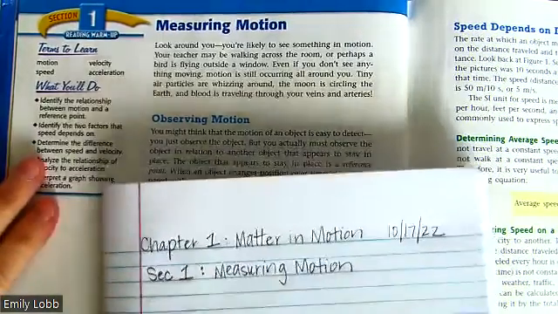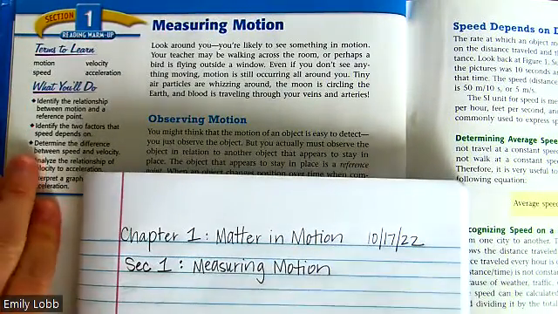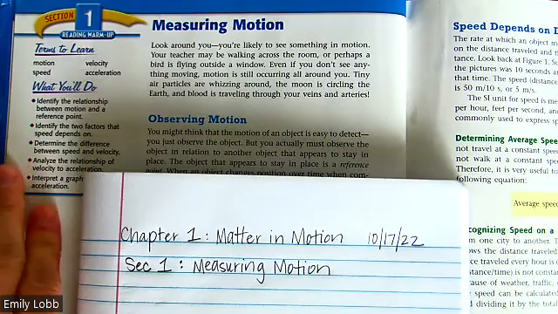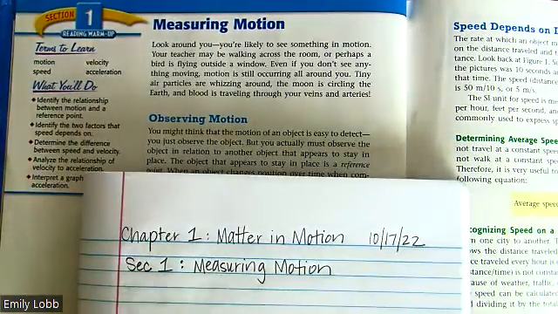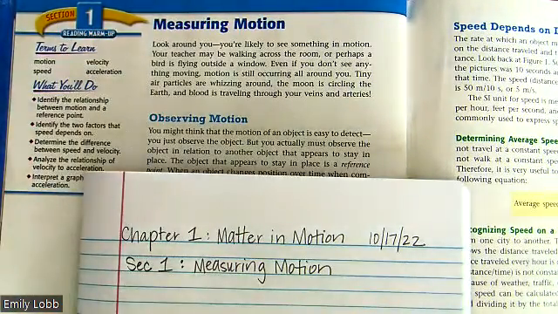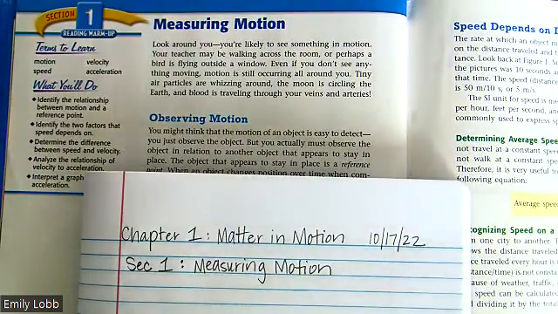We're on page 4. Look around you. You're likely to see something in motion. Your teacher may be walking across the room, or perhaps a bird is flying outside a window. Even if you don't see anything moving, motion is still occurring all around you. Tiny air particles are whizzing around. The moon is circling the earth and blood is traveling through your veins and arteries. Observing motion.